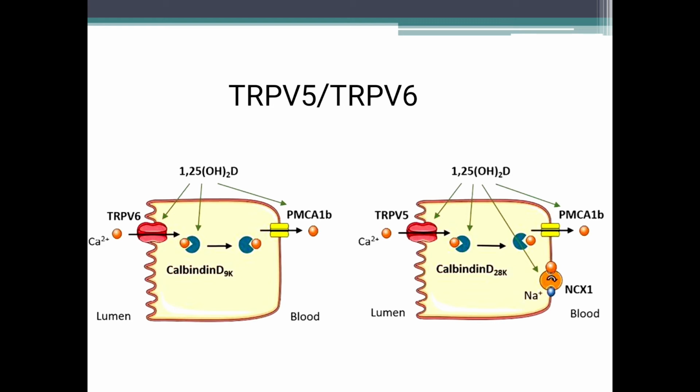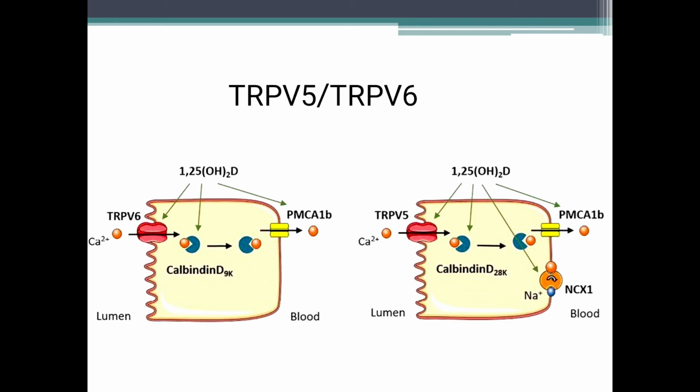V5 and V6. V5 will be present predominantly in the renal tubule, and V6 in both intestine and renal tubule. See, the first picture is V6 and the second picture is V5. So that is transporting the calcium. See the first picture, the 1,25-dihydroxycholecalciferol, three arrows: TRPV6, calbindin, the calcium binding protein, and PMCA, plasma membrane calcium ATPase. That one pushes the calcium out to maintain low intracellular calcium, so that calcium is entering from the lumen into the cell through TRPV6.